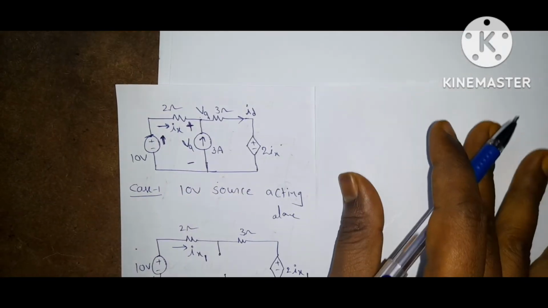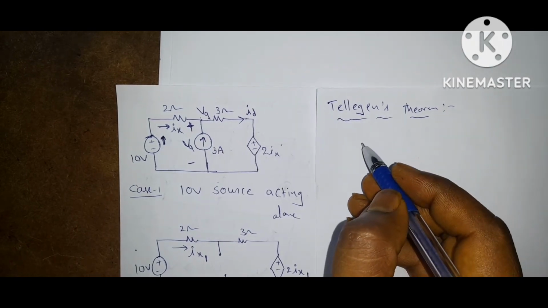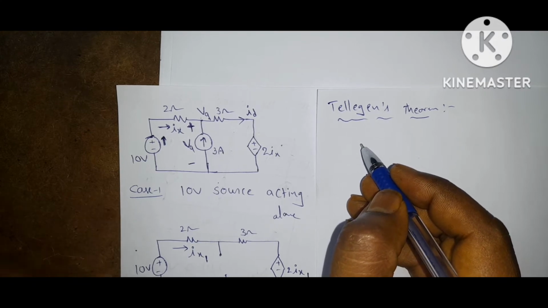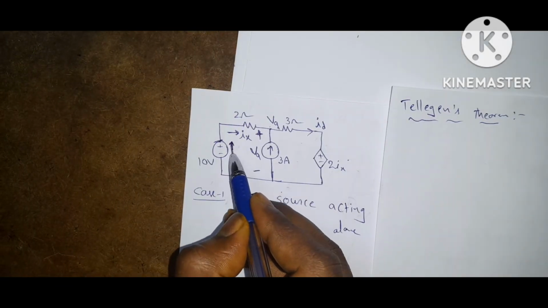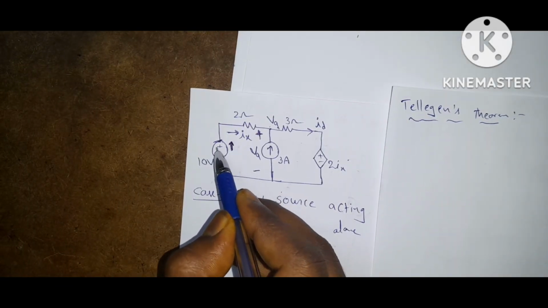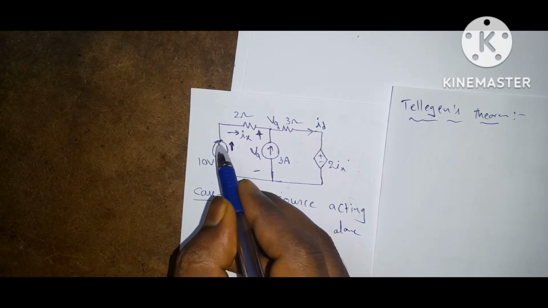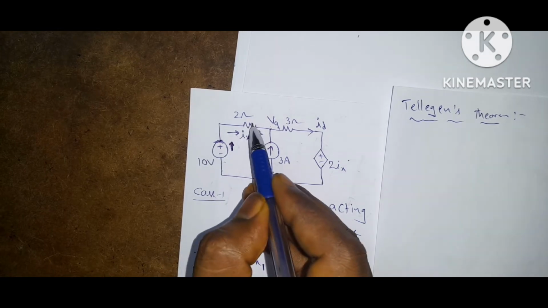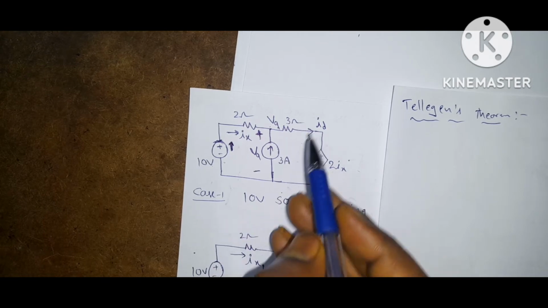For the same circuit, apply Tellegen's theorem. So what is Tellegen's theorem? The power delivered by all sources is equal to the power absorbed by all elements in the given circuit. Here, if you observe, this is the 10 volt source, and the current is leaving the positive terminal of the source, so the 10 volt source is delivering the power. This is a passive element, it is absorbing the power, and this is also a passive element, it is absorbing the power.